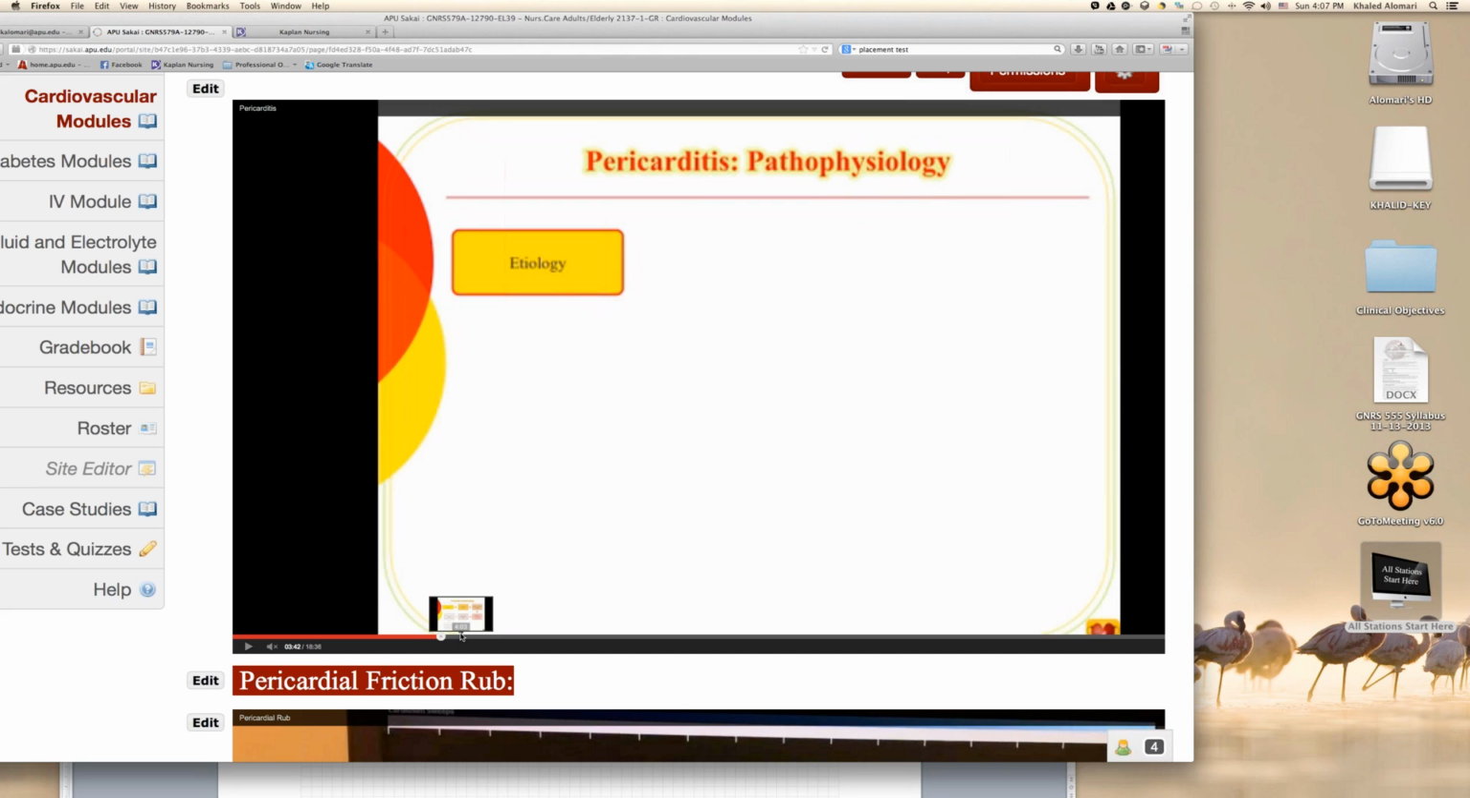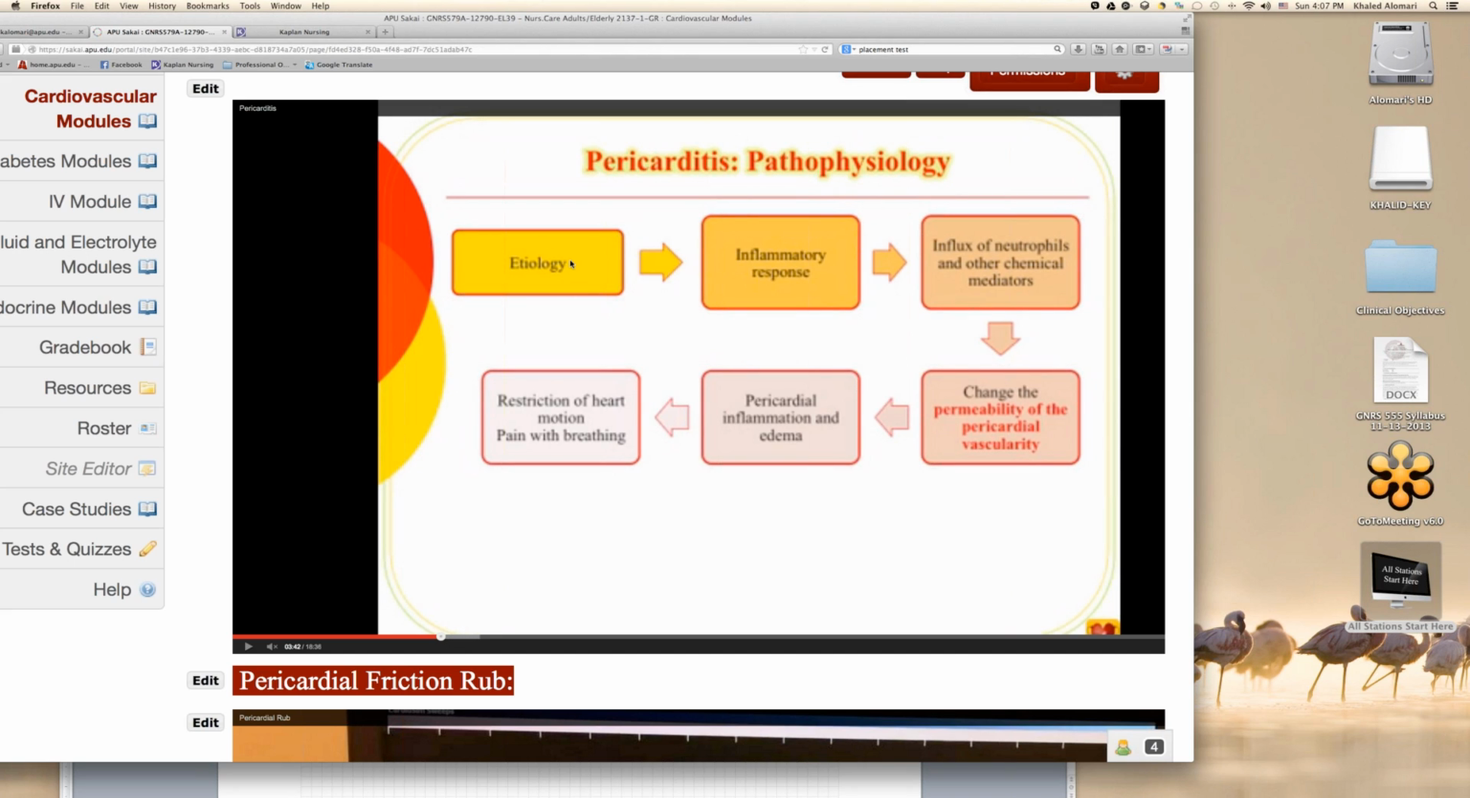So again, regardless of the etiology, whether it's an infection or a change in the permeabilities, there is an influx of fluids as well as an immune reaction. That will change the permeability of the blood vessels, leading to inflammation and edema, or leak of some of the blood or water from the blood, causing edema, which will restrict the heart. Now, the restriction here is again because of the inflammation. So it has the symptoms that you will see.